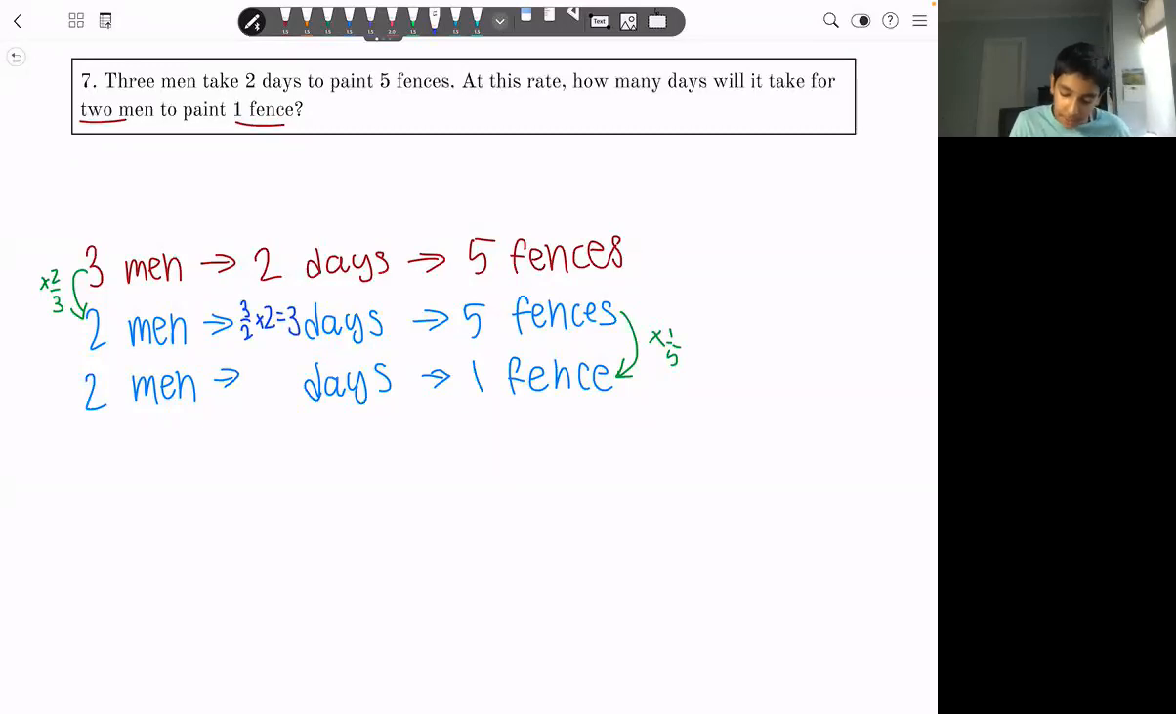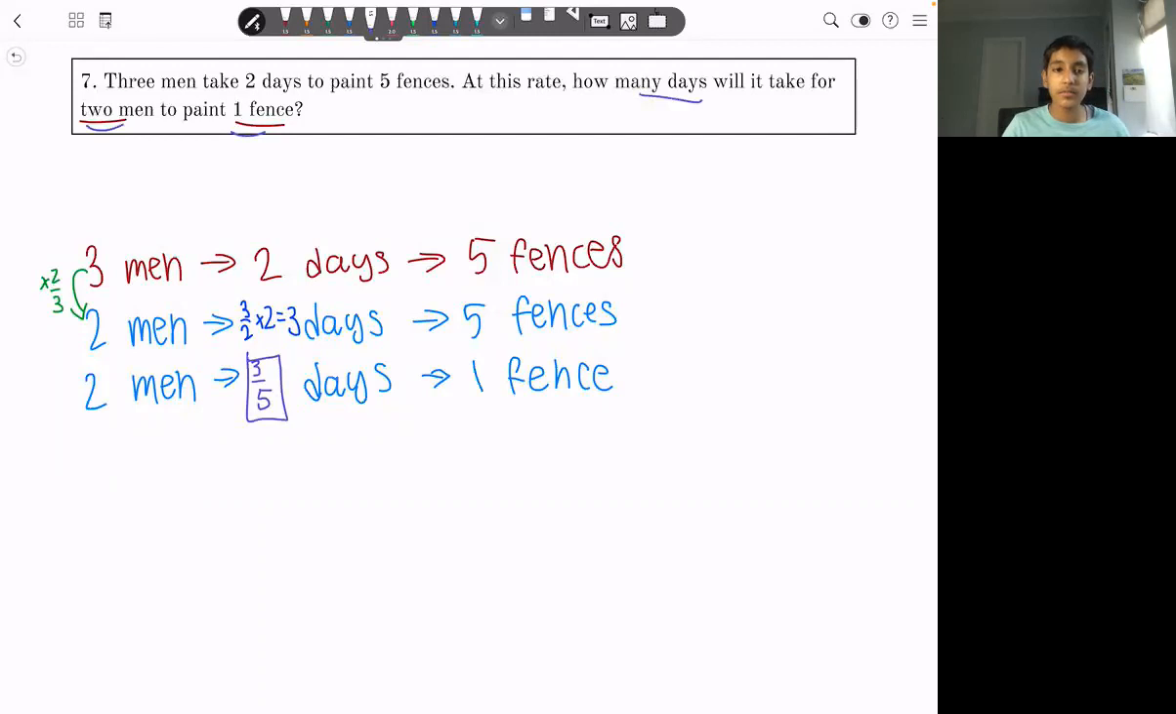Because now we have 2 men, 3 days, 5 fences. But now, as you see here, we only have 1/5 the actual work to do. So if you have only 1/5 the work to do, it's going to be 5 times faster. And if it's 5 times faster, the time is going to be 5 times less. So the time is just going to be 3/5. 3 divided by 5. And that's the answer. How many days will it take for 2 men to paint 1 fence? 3/5.